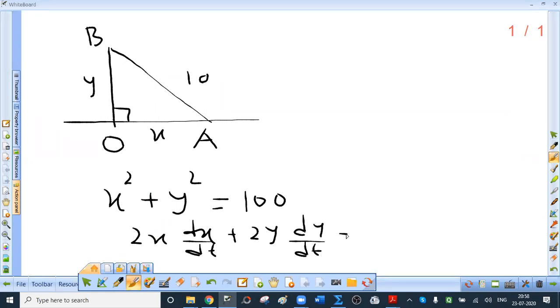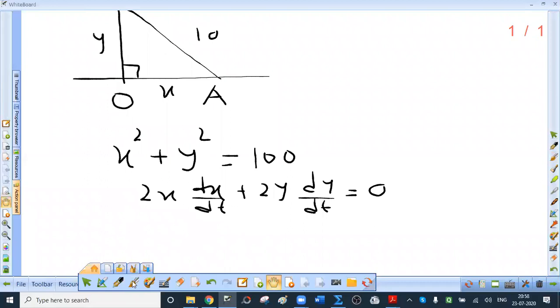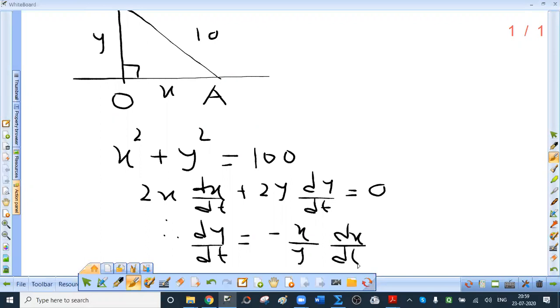Now see on the screen. Differentiating with respect to t.